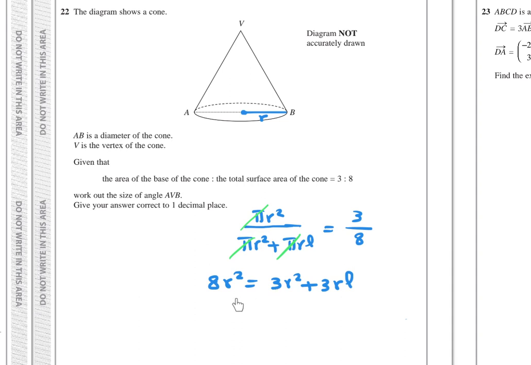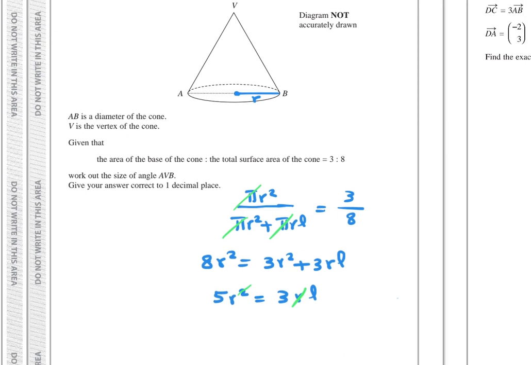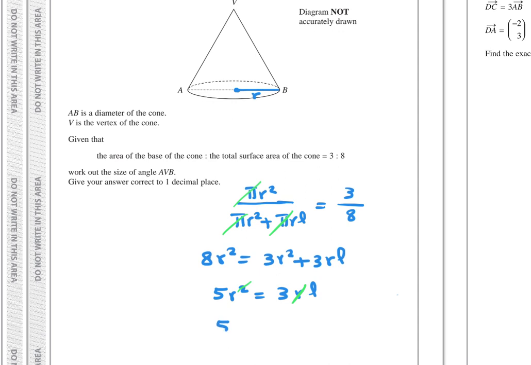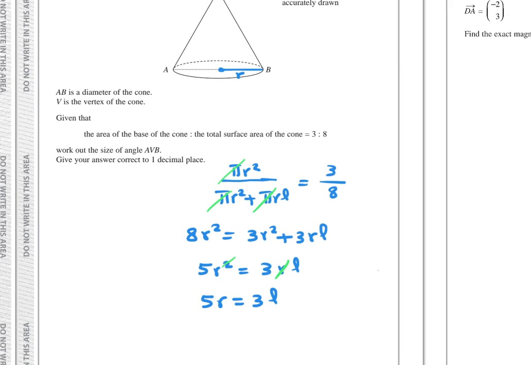Now transpose 3r squared to the other side as negative, so you are left with 5r squared equals 3rl. You can divide by r, so cancel this r with the power, so you are left with 5r equals 3l. So l equals, divide by 3, so 5 over 3 r. So this is l in terms of r.